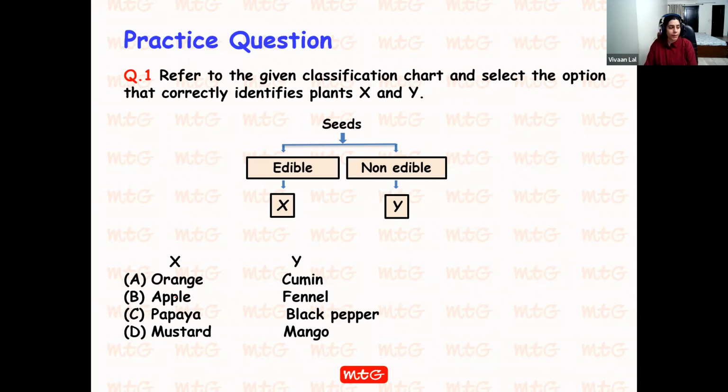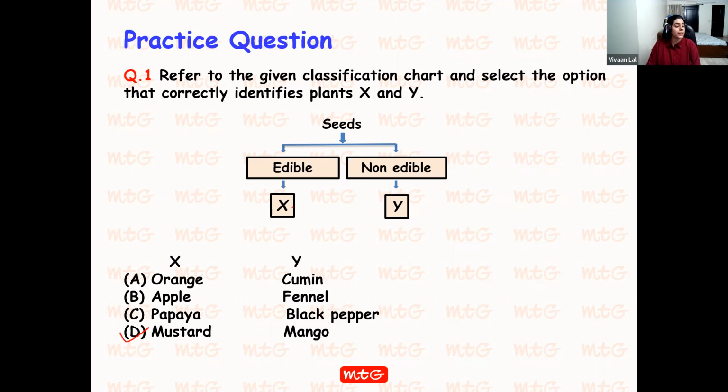Apple is non-edible, edible. Apple seeds? Do you think when mama cuts an apple for you, does she give you seeds? No, she doesn't give us seeds. What about papaya? Papaya, edible. No, papaya not edible, beta. Papaya seeds also, when we cut papaya at home, we throw away the seeds. It has loads of seeds which we throw. We don't eat them. The correct answer will be mustard.